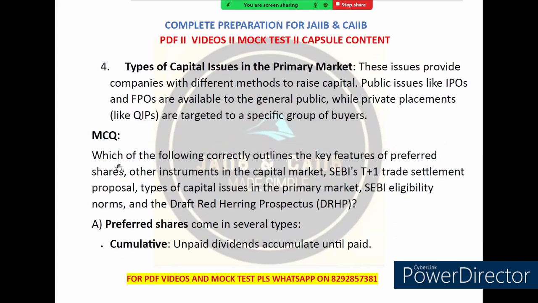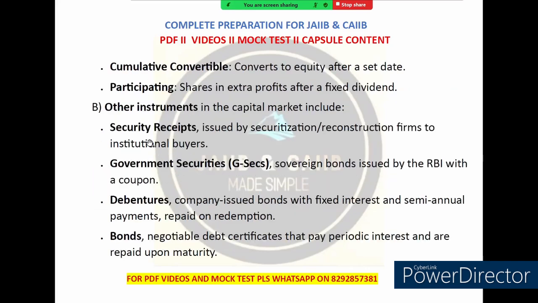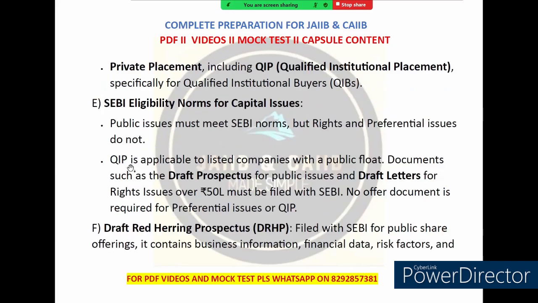Let's move to the next question. Which of the following correctly outline the key feature of the preferred share, other instrument in the capital market, SEBI T+1 trade settlement, types of capital issue in the primary market, SEBI eligibility norms, and DRHP, that is draft red herring prospectus. So let's see the first option that we have. And the first option says that preferred share cumulative. I think we have discussed this thing, right? We have covered this, so it's again repeated.